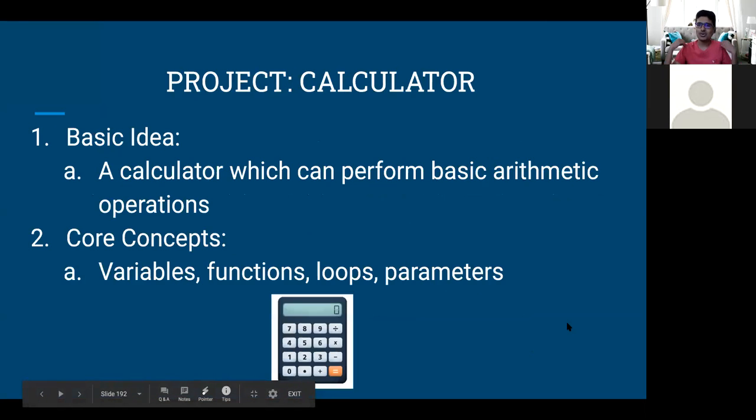All right, so let's talk about and get back to our main project, which we have been working on for the last 3 to 4 weeks. I believe it's almost been. It's crazy how time flies.